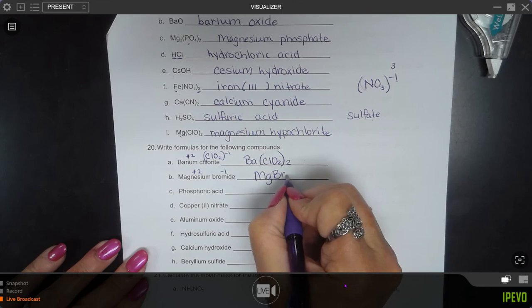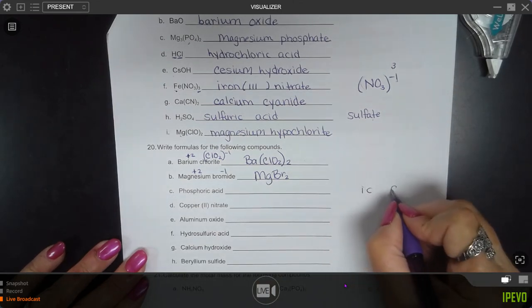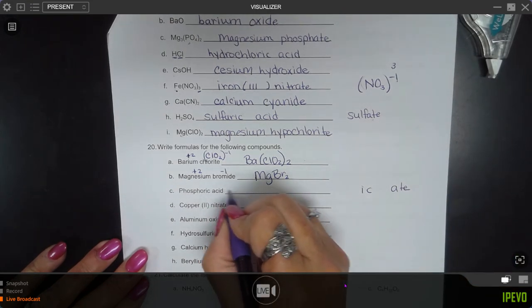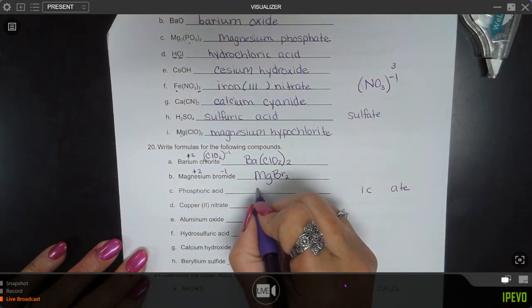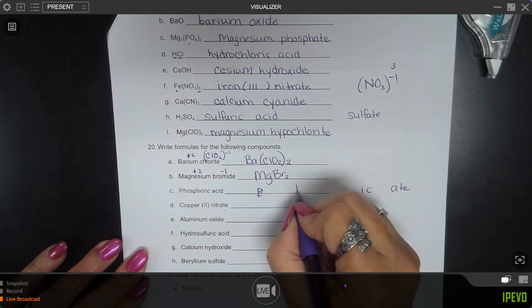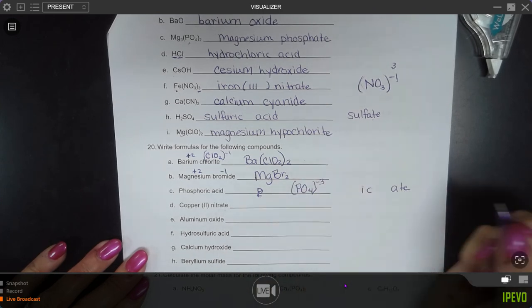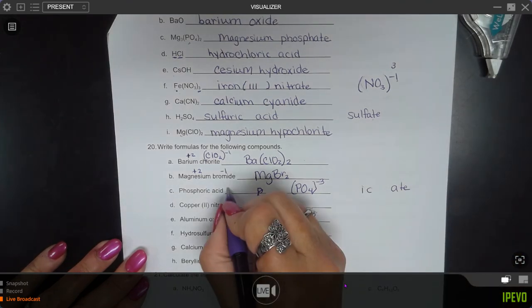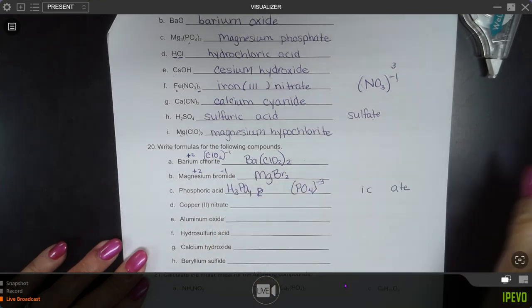Phosphoric acid, so remember ic came from ate, right? So this would have been phosphate. Okay, so phosphate would be PO4, which has a -3 charge. Okay, we have to put the hydrogen on there because it's an acid, so this is going to be H3PO4.